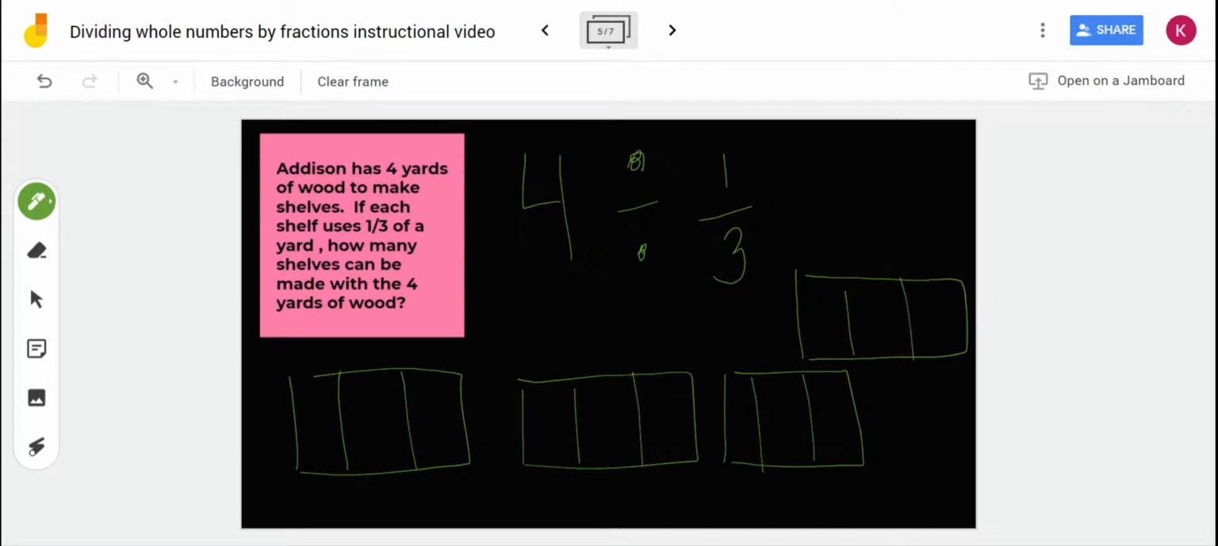You can use your multiples here and count. There are 3 pieces here, so there would be 3 shelves. 3 more pieces here would give us 6 shelves. 3 more pieces over here would give us 9 shelves. And 3 more pieces up here will give us 12 shelves. So there's our answer. Our answer is 12 shelves.